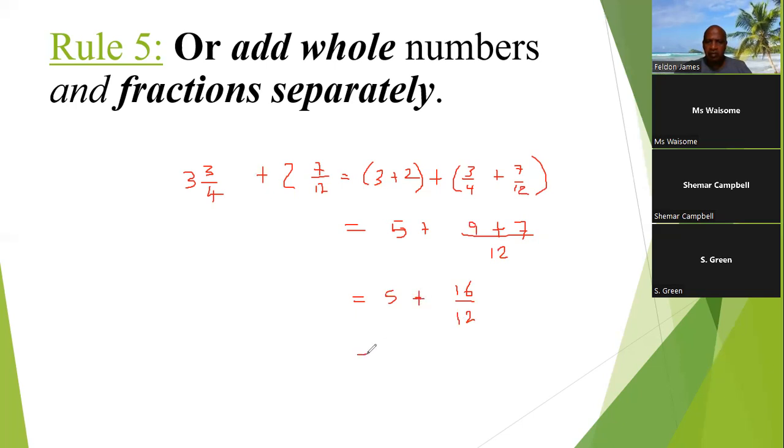So 12 into 16 would give us 1. Five plus 1, and 4/12. And 4/12 simplified further would give us 1/3. What else now? That would be 5 plus 1, 6, and 1/3, sir. All right.